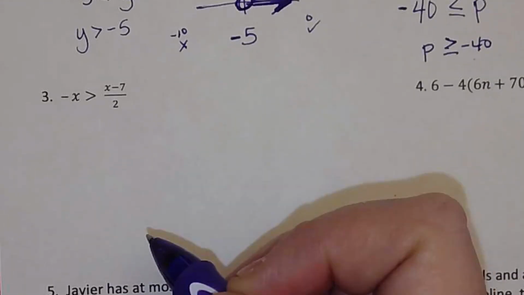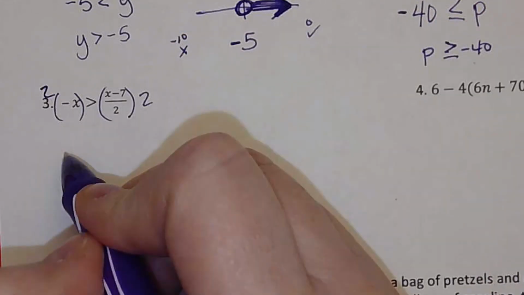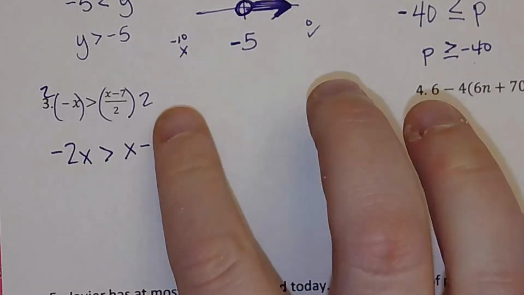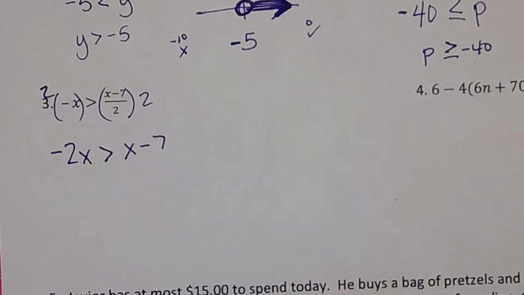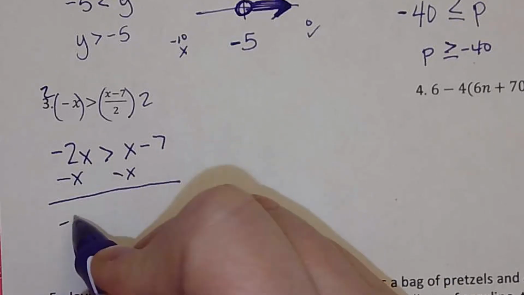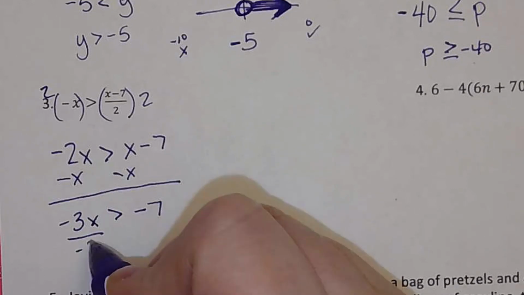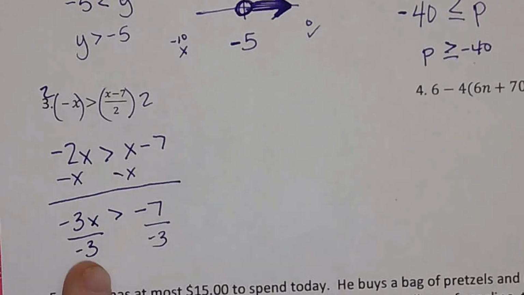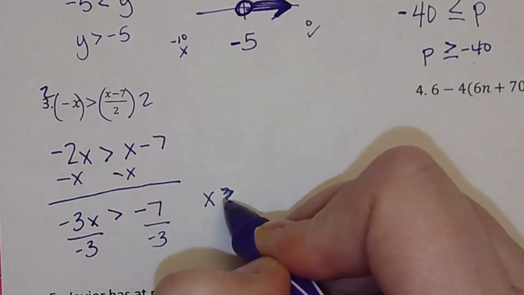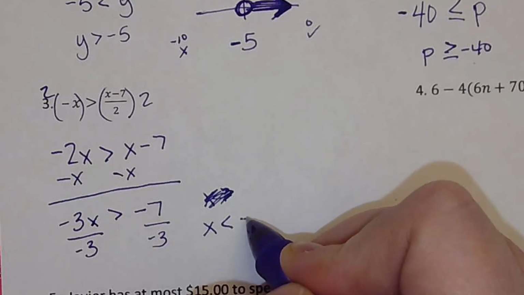This one here is a two-step, so multiply by 2, negative 2x is greater than x minus 7. I did not have to switch my sign because I only multiplied by a 2, not a negative 2. Minus x, negative 3x is greater than negative 7, divided by negative 3. I divided by a negative, so I've got to switch my sign, so x is less than 7/3.